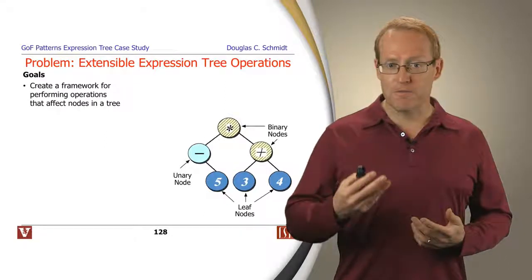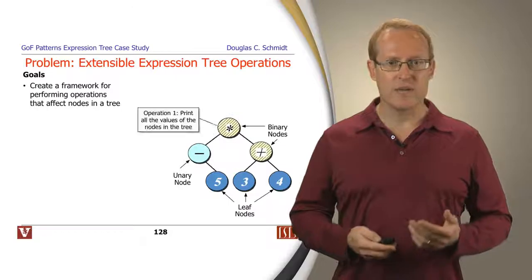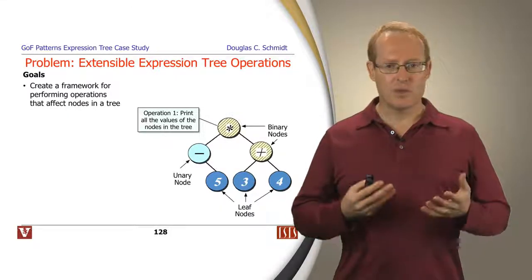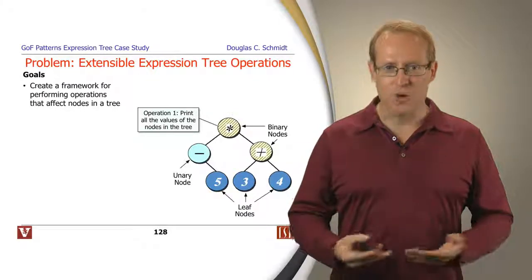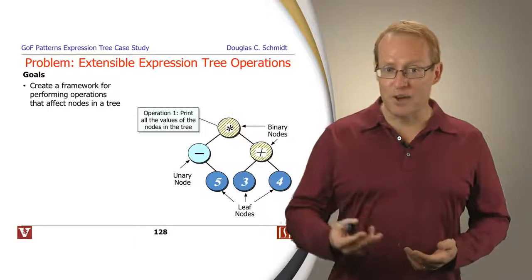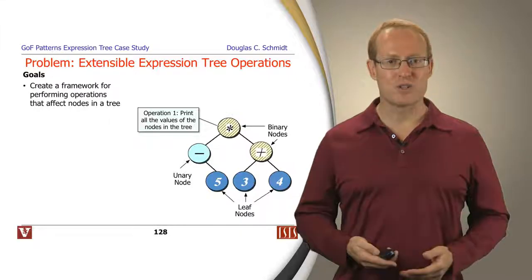We'd like to be able to create a framework to perform operations that will affect the nodes in a tree. For example, one kind of operation we might want to have is a way to print out all the nodes in the tree, some kind of pretty printer or some way of being able to let you see what the tree is, perhaps traversed in different ways. We want to be able to traverse in pre-order or post-order, in order, level order, and so on.